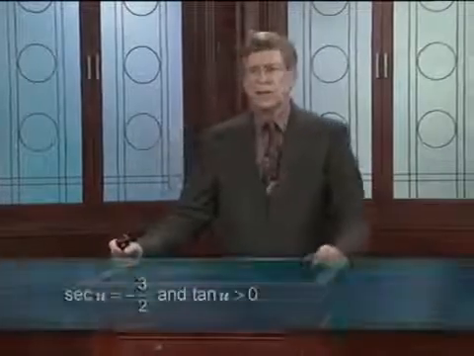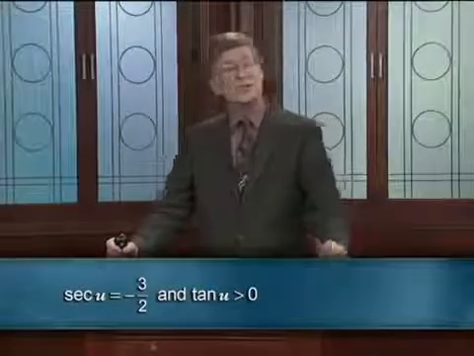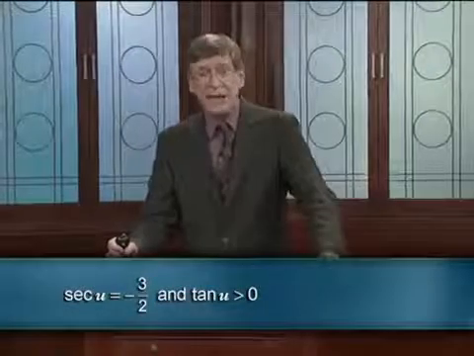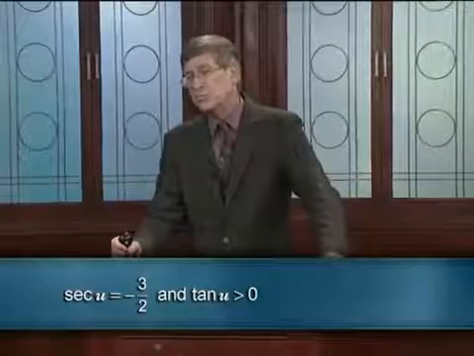Okay, good. We've reviewed some of our identities. Let's use them in a particular example. And this is a very common type of example in pre-calculus courses. You're given one trigonometric value, and you're supposed to find the others. And usually you have to have some more information because of the plus-minus problem. So let's assume the following. Assume that secant u is, say, minus 3/2, and we also know that tangent is positive.